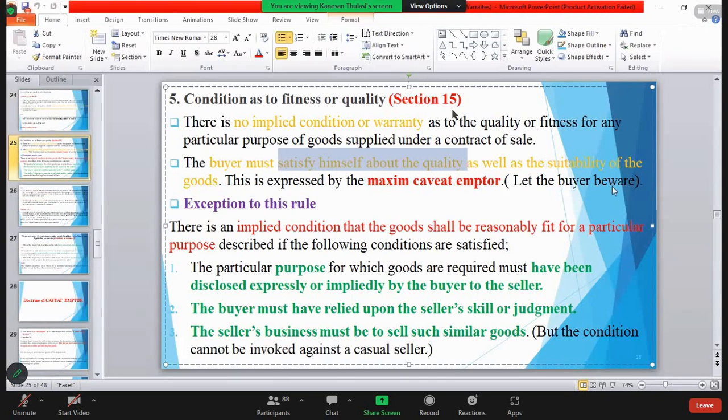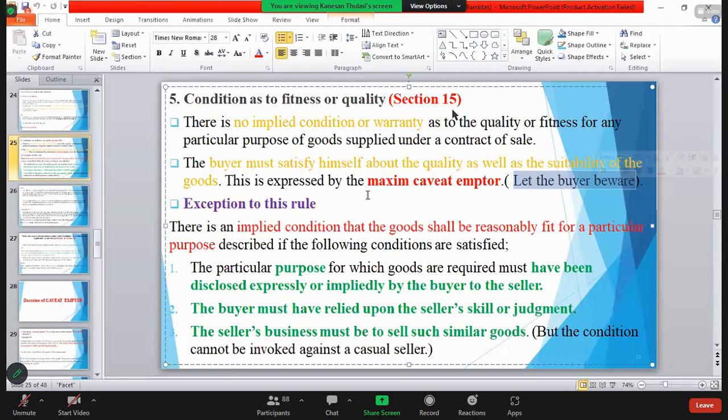The buyer, let the buyer be aware. You need to understand whether the particular goods are suitable for your purpose. Only you know your purpose, not the seller. So if you buy something, you need to understand yourself whether the goods are fit for your purpose.